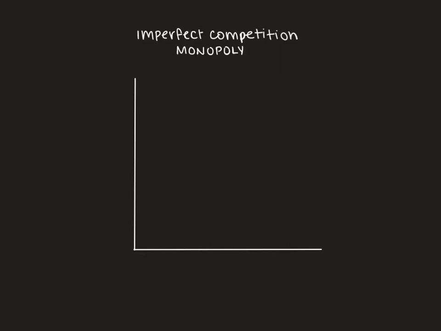So I'm going to talk about the graph of a monopoly. So you have your price and quantity. The demand curve for a monopoly is downward sloping. And then your marginal revenue curve is also going to be downward sloping, but it will always be less than demand because as you sell more units, you have to decrease the price for all those units. And so you will get a smaller amount of marginal revenue as you increase output.